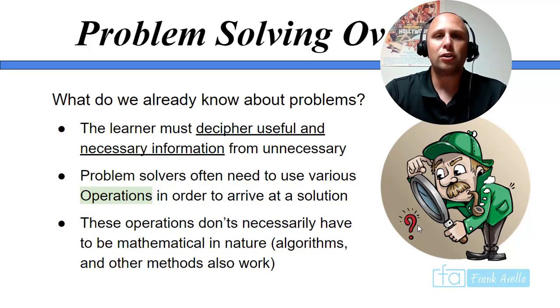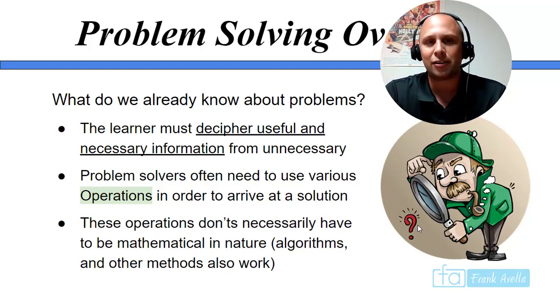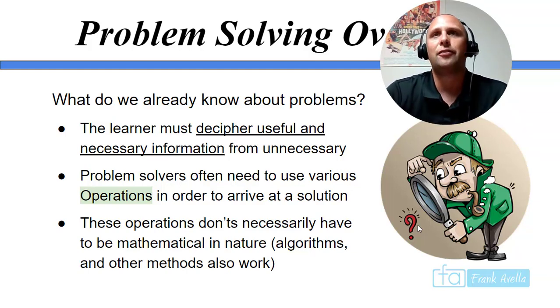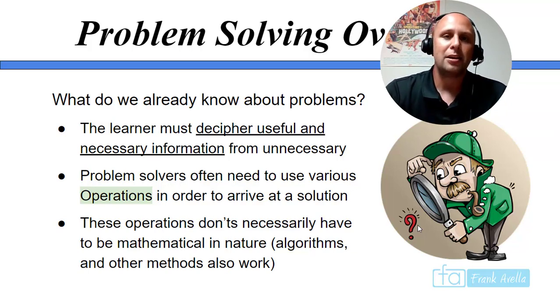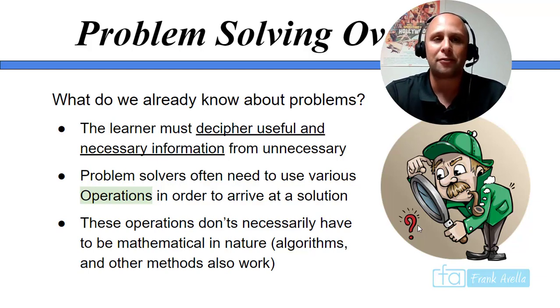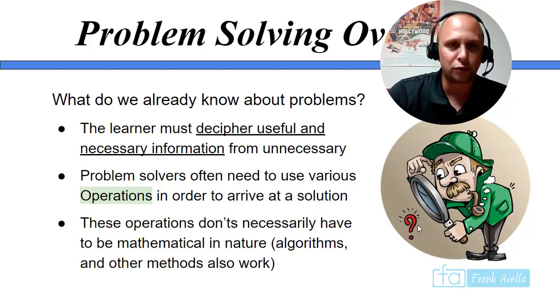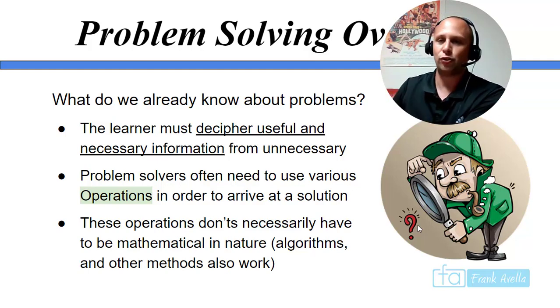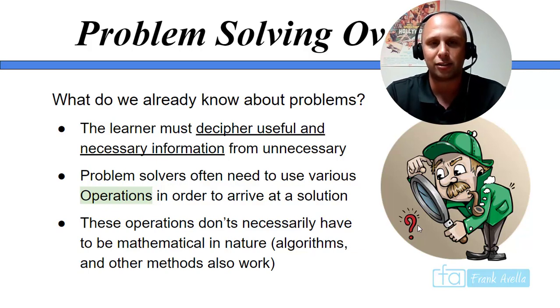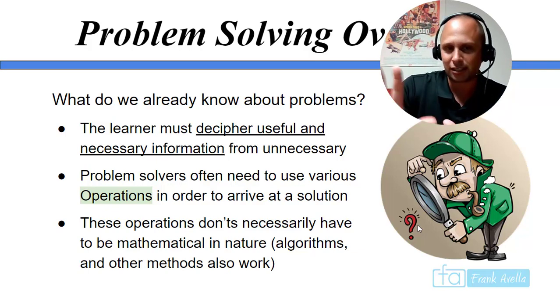Now, what do we already know about problems? The learner must decipher useful and necessary information from unnecessary information. And if a problem is written correctly, or a good problem, let's say, it would be one where students have to be able to differentiate what is useful information and what is unnecessary information. So, if we go back to that duck problem, I'm just using this. There's 25 ducks in a pond. It's 78 degrees outside. 3 ducks swim away. How many ducks are left? That 78 degrees is not useful information. We don't need that number. That 78 has nothing to do with the ducks, right? So, I'm just using this as an example.